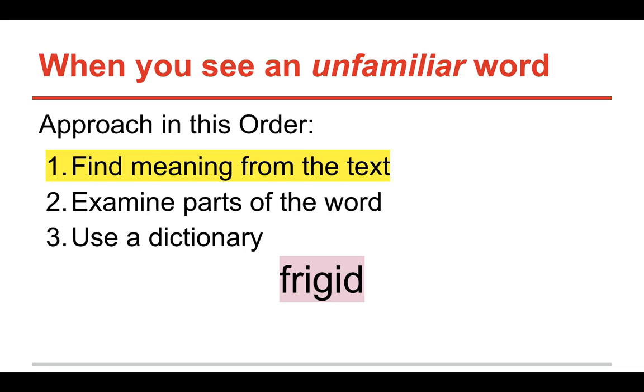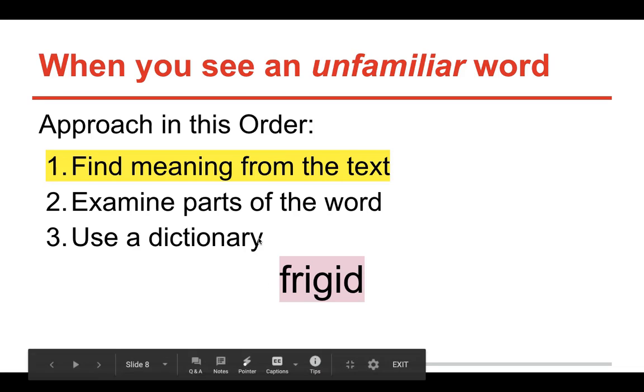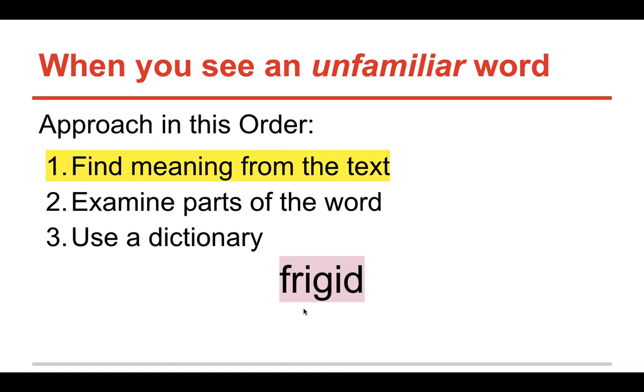And then next, if you can't figure it out from the words around it, then look at the parts of the word, because maybe you recognize parts of the word, or maybe there are sections of the word that you know the meaning of. And we'll talk more about this next week, examining the parts of the word. But let's look at the word frigid, for example. The word frigid means cold. Do you know another word that kind of reminds you of frigid, that maybe means cold?